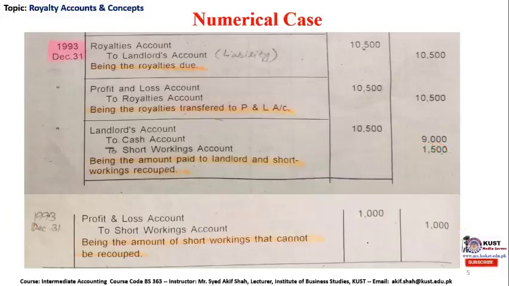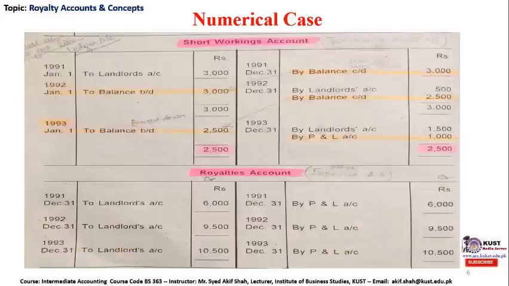Now let's discuss how to make the accounts, as the second part of the question asks us to make the accounts for short working, royalty and landlord. So we have to make a short working account. Let's make 3 columns on both sides. The first column shows the date, the second one shows the title, and the third one shows the amounts pertaining to debit and credit. Similarly, on the right hand side, once again we have the date column, then the title or balancing column, and then the amounts column.